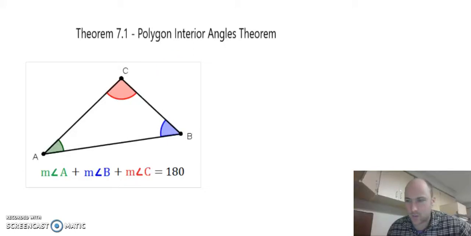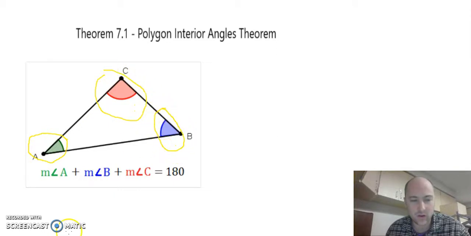What's up, guys? Today we are talking about Theorem 7.1, the Polygon Interior Angles Theorem. We are pretty familiar with this idea, but now we're going to take it a little further and talk about a theorem based on it. I think everyone in the class knows that if we add the angles, a green angle, red angle, and a blue angle, in a triangle, they will equal 180 degrees, right?